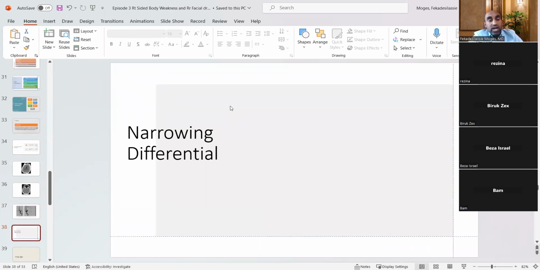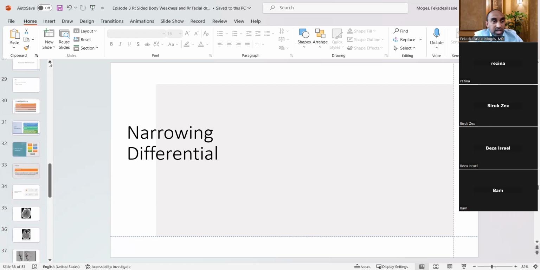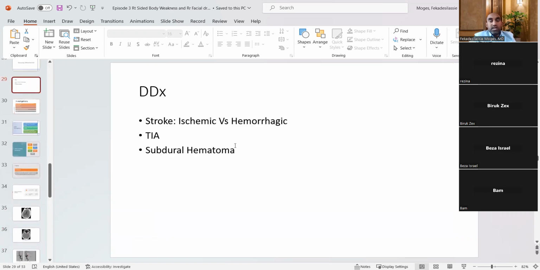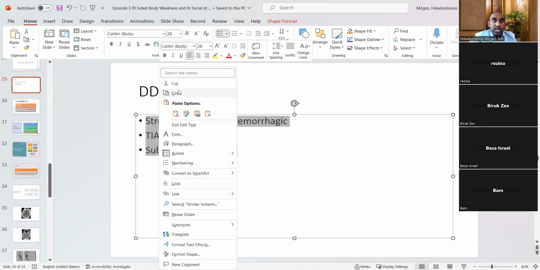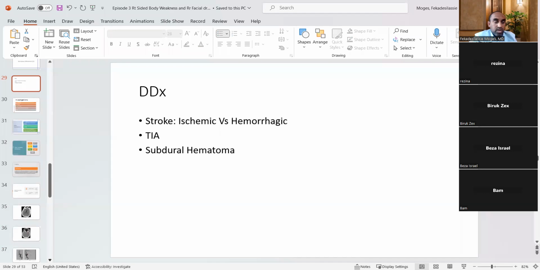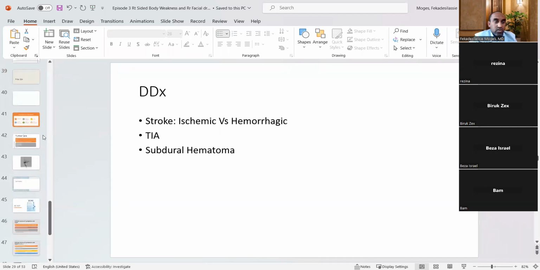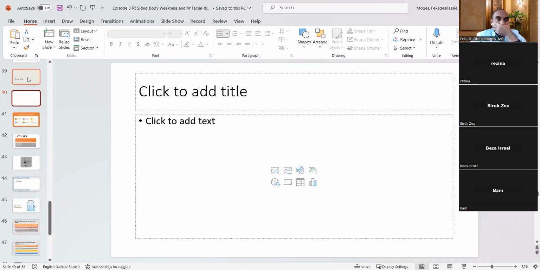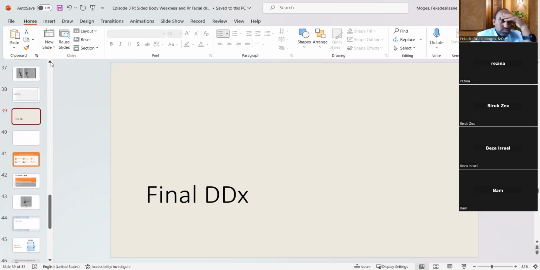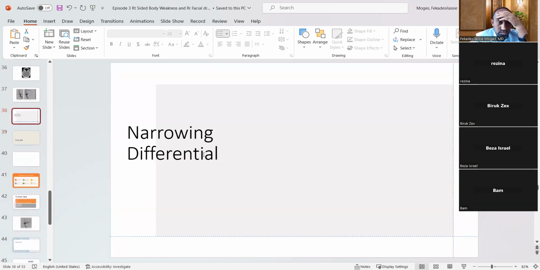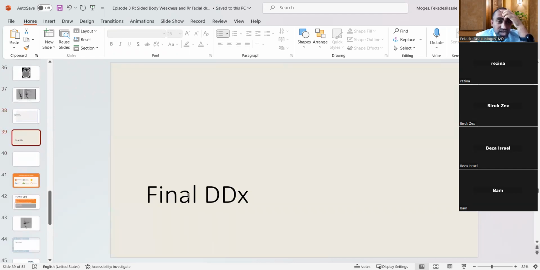So አሁን finding one አይታችኋል. So what is the differential diagnosis now? So you saw everything, right? So ሁሉን ነገር ተነጋግረናል። ሶስት differential diagnosis አለን። ስትሮክም ብለናል። ቲአይም ብለናል። ሰብዱራል ሄማቶማም ብለናል። ስለዚህ አሁን ዲፈረንሻላችን ምን ሆነ? Ischemic stroke. ምን ሆነ?